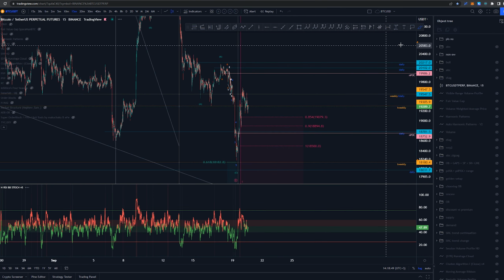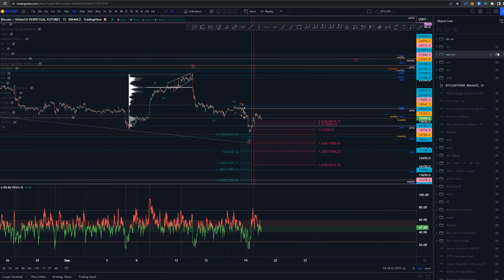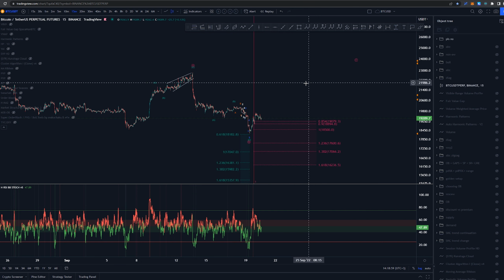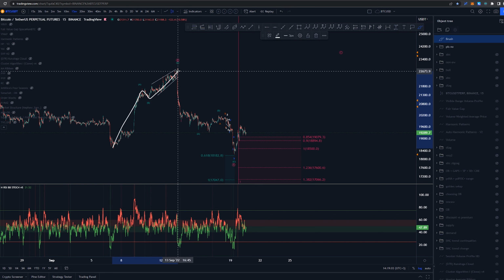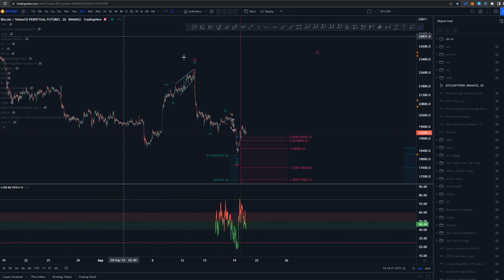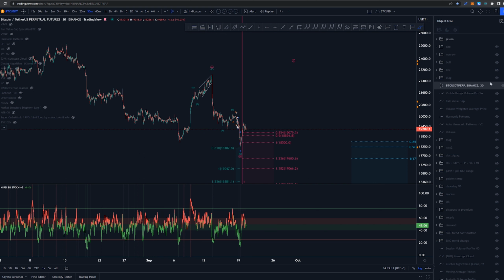What else did we have here? This looks pretty much the same count as I did have, right? This was the ABC. Well, this was just the demonstration of this being that ABC here, so we can have it as an A wave or something related to those higher time frame structures that we had here.